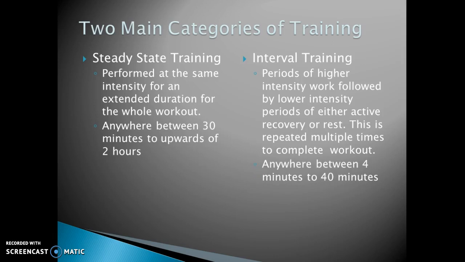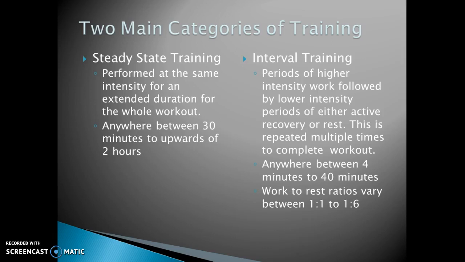This type of working out lasts anywhere between 4 minutes to 40 minutes. So we don't have to work out nearly as long using interval training as we do with the steady state. And then the work to rest ratios vary between 1 to 1. So let's say, for example, somebody goes out on the track and they sprint for 30 seconds. A 1 to 1 would be 30 seconds of sprint and then 30 seconds of active recovery or complete rest.